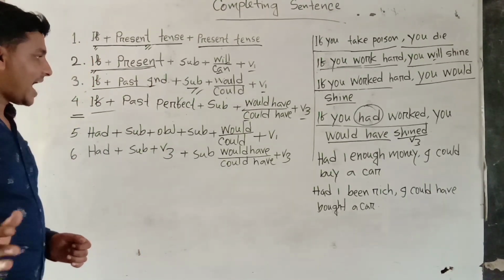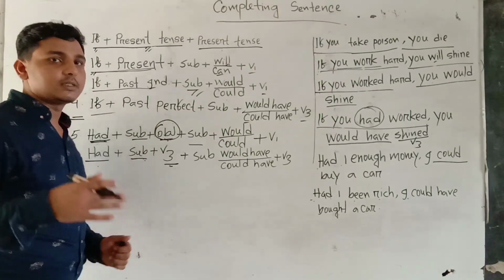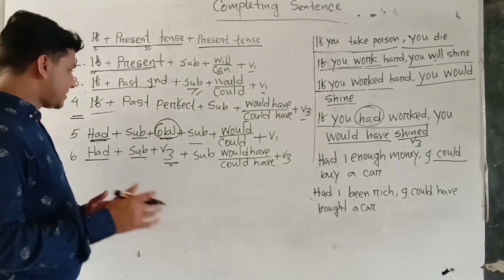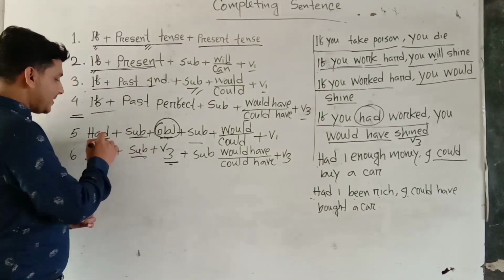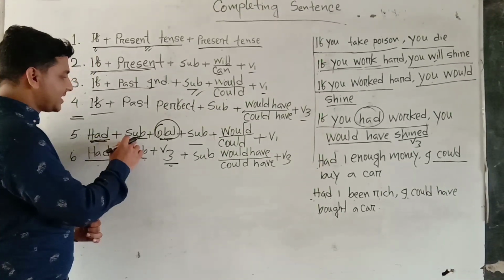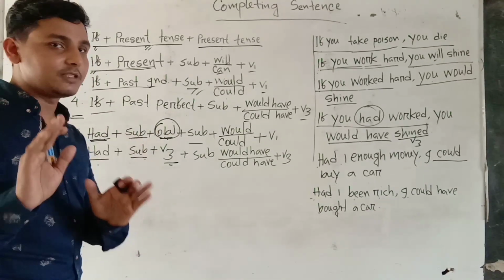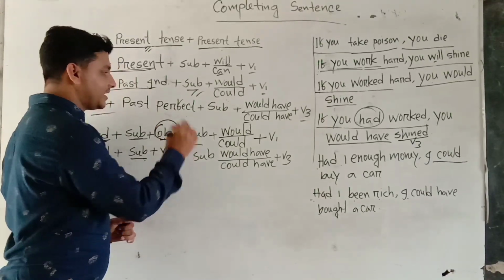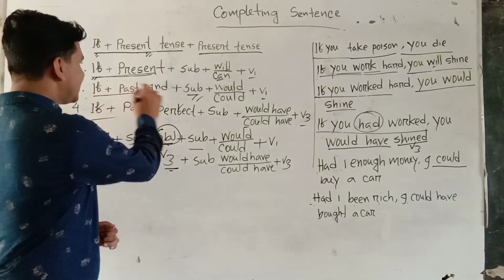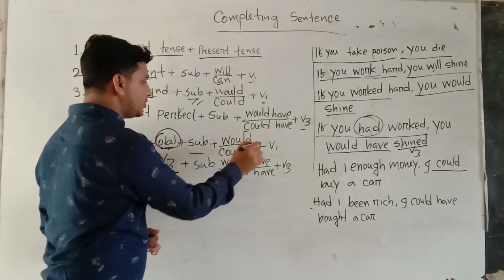Here I have mentioned two extra rules. I have put two extra rules that start with had. In such a sentence, we will search for the verb after the subject. A sentence has started with had. You see, had plus subject. In that case, after the subject, I will first note whether there is a verb or not. If there is no verb, then the other part will follow the past indefinite rules: subject plus would or could plus base verb.